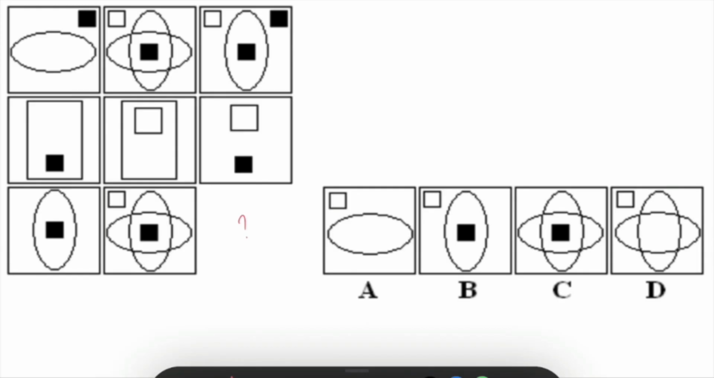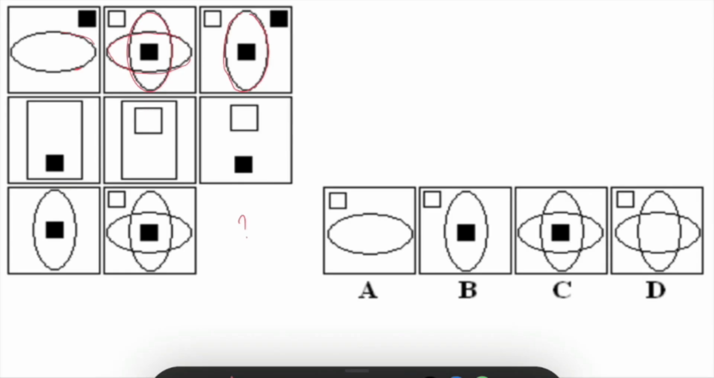Let's study the first row. We have an oval structure here, in a horizontal position. Then here we added a vertical one. Then in the third box, we eliminated the horizontal oval shape, and we kept only the vertical one. So there is a kind of change happening in a certain organized, regular way.